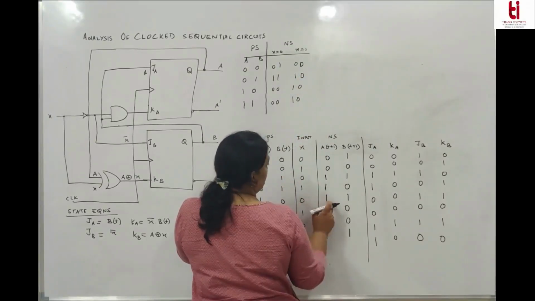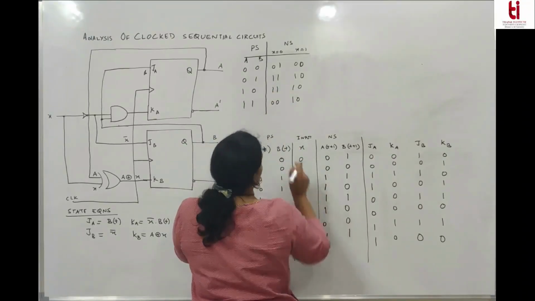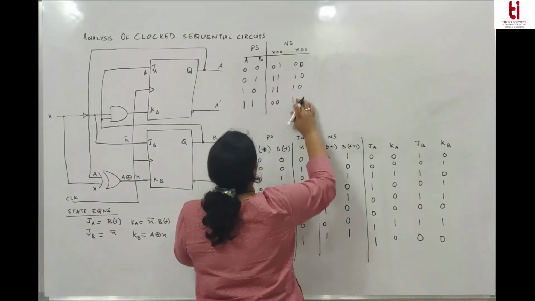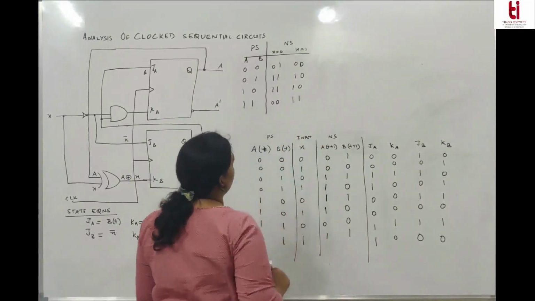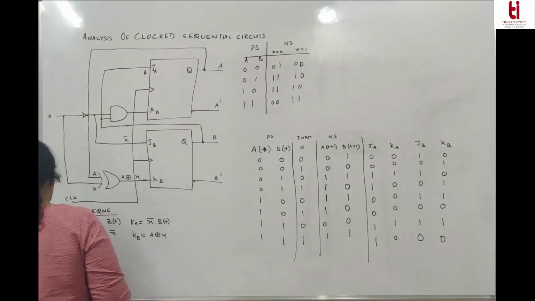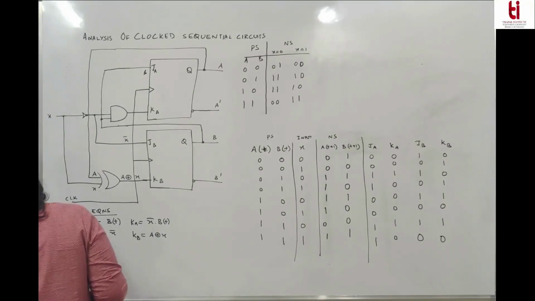When x is 0 it goes to 1, 1. When x is 1 it goes to 1, 0. When x is 0 it goes to 0, 0. When x is 1 it goes to 1, 1. So another way of writing the table is this. Now still we have not received the output equations. What will be the output equations for A and B?